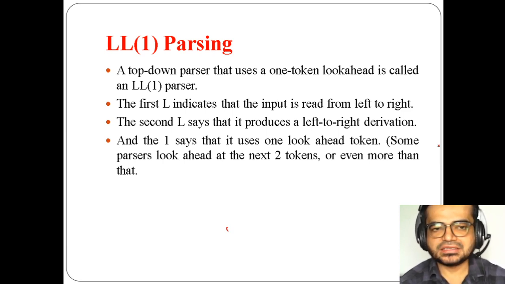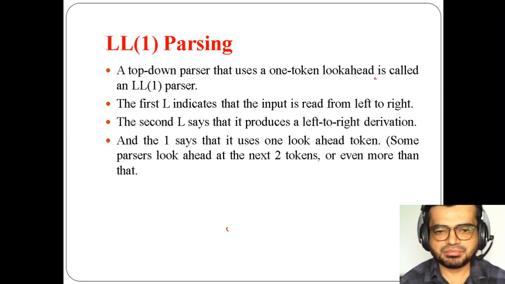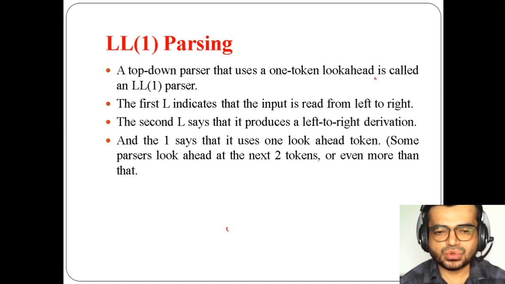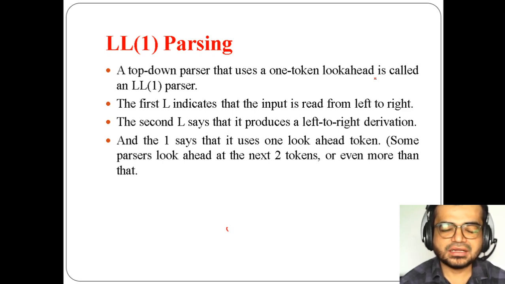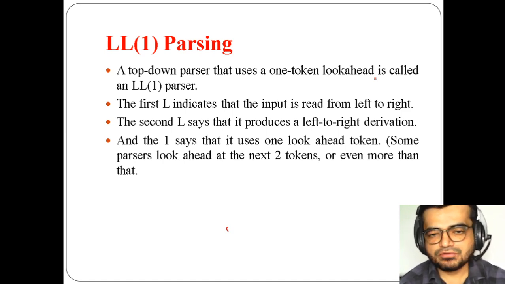Now what does the 1 indicate here? In LL1, the 1 indicates that it uses only a single look ahead. Whenever you are seeing the next token, you are seeing only one token. For example, if you are seeing the next two tokens at the same time, then it will be LL2. So it can be generalized as LL(k), where k indicates how many look ahead tokens you are using.